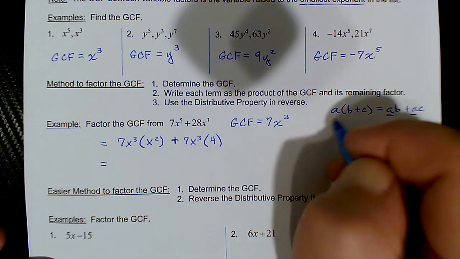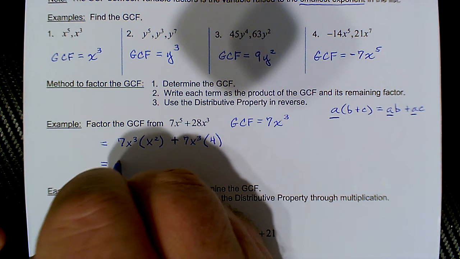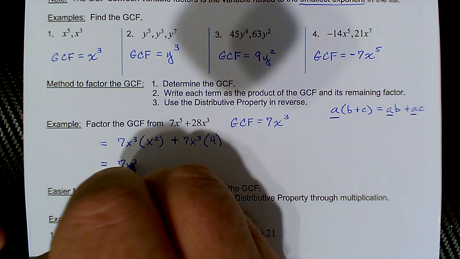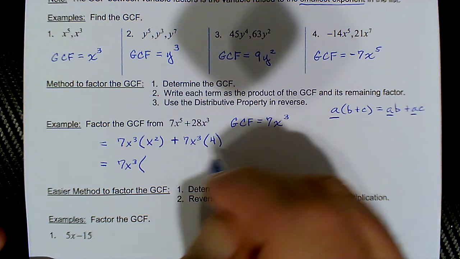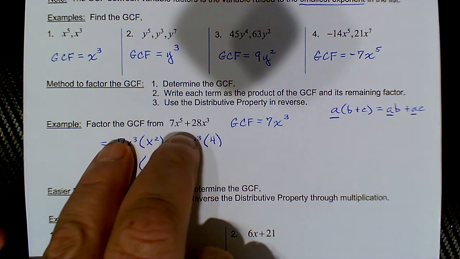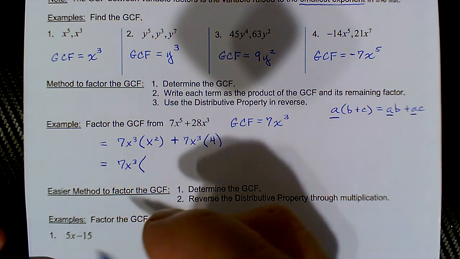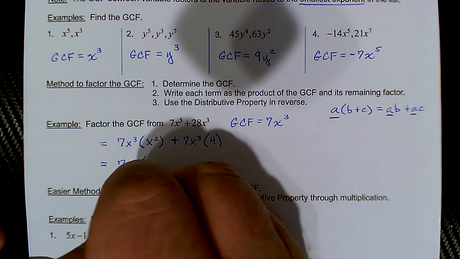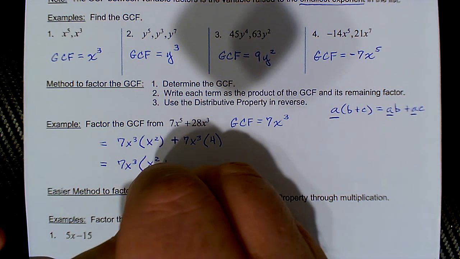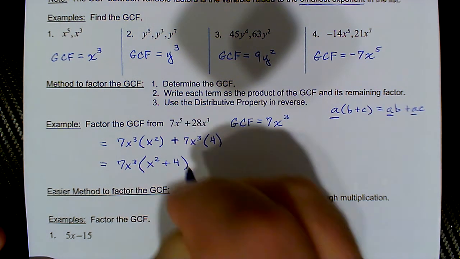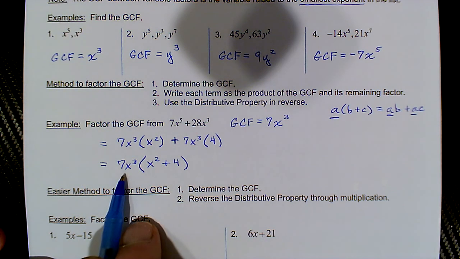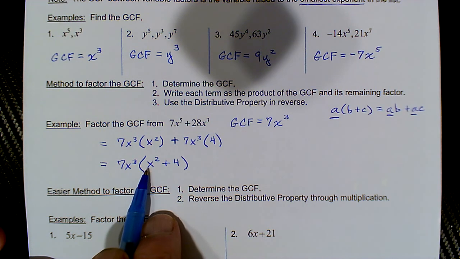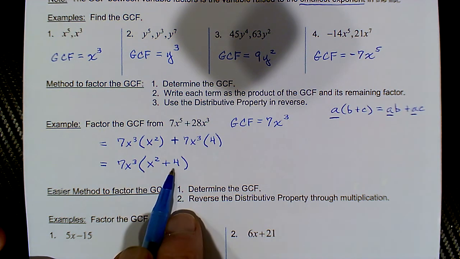So what we do is we write that down, and then in parentheses, the two terms. You can cover up the 7x cubed if you want to, but you're going to write out the two terms in parentheses, x squared plus 4. And you could verify by distribution, by using the distributive property, that here we get 7x to the 5th, and then here we get 28x cubed.